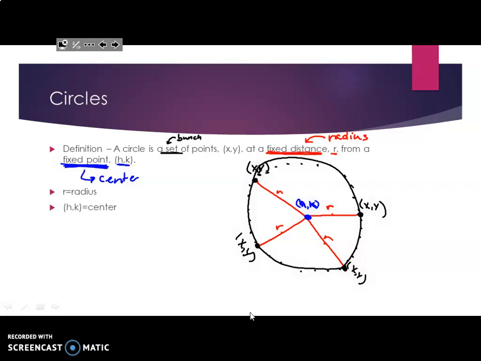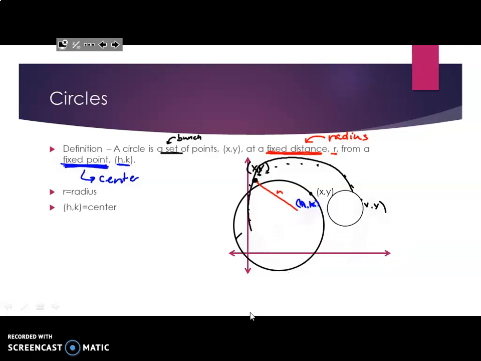Okay? R is our radius, hk is our center. Here's a better picture of it. You've got all of these points, all of these xy points. They're all that fixed distance R, and you just keep rotating that line around to find all of those xy points.